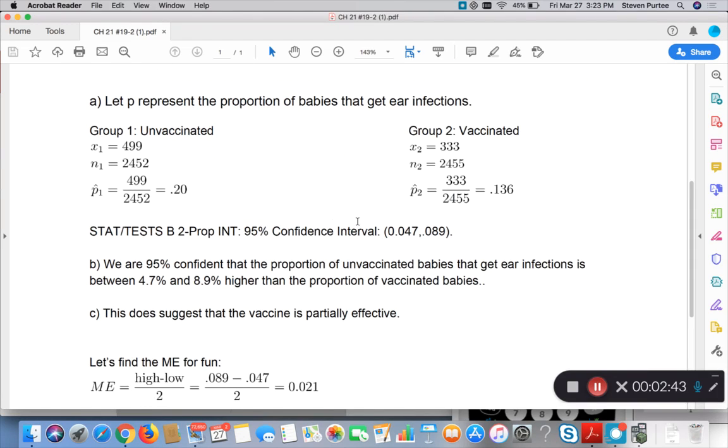And then here's the hard part, writing out the interval. Remember, we're always measuring how much higher group 1 is than group 2. So our sentence is we're 95% confident the success rate for 1 is between this and this, higher than the success rate for 2. So we're 95% confident the proportion of unvaccinated babies that get ear infections is between 4.7 and 8.9% higher than the proportion for vaccinated babies.